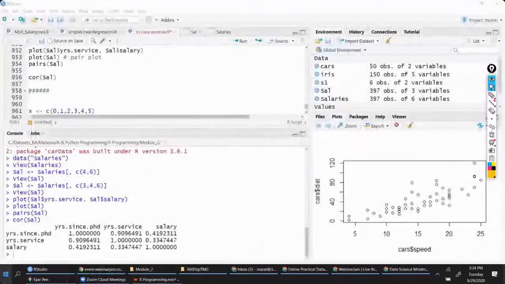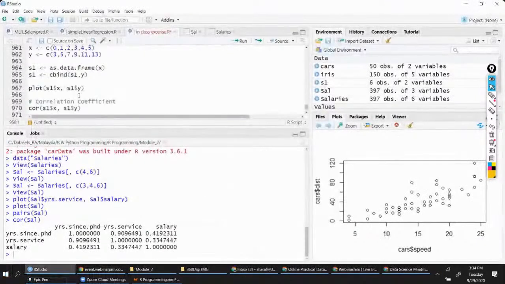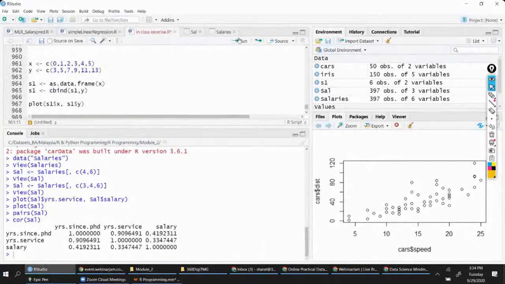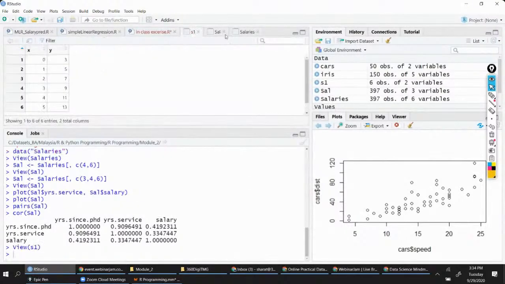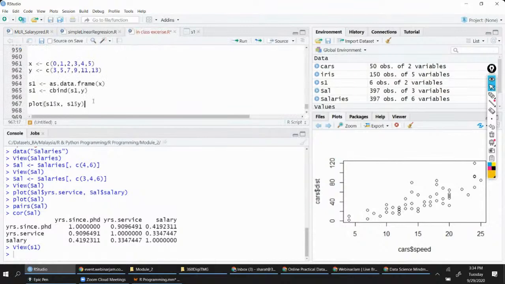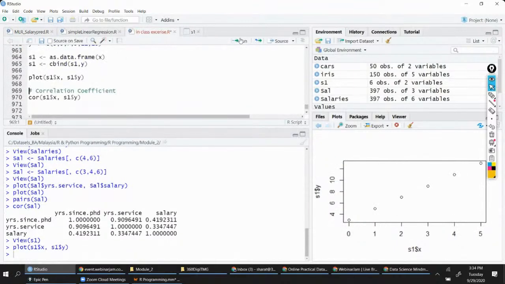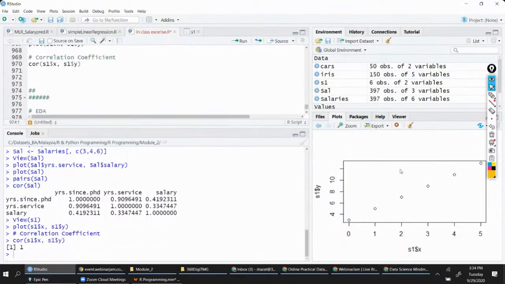Let me take this particular example, okay? I'm talking about this example. We've already discussed this. This is S1, my data set. And you see, a perfect straight line will be obtained. So let me execute that plot. And the correlation is a perfect 1.